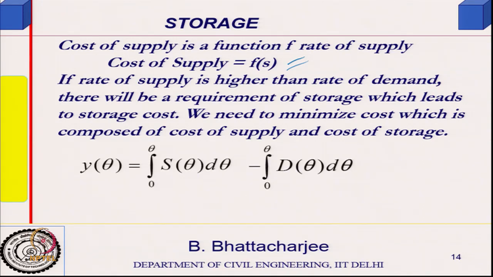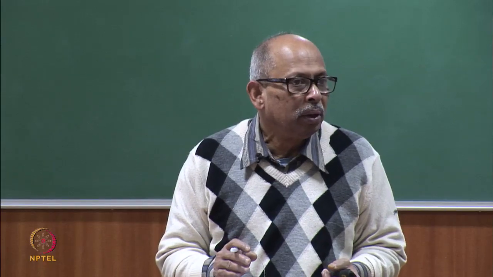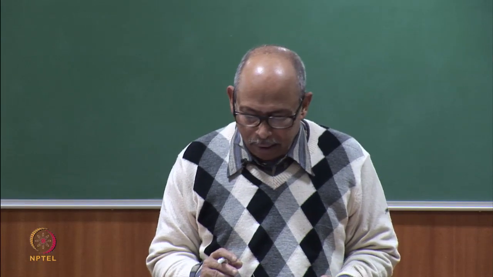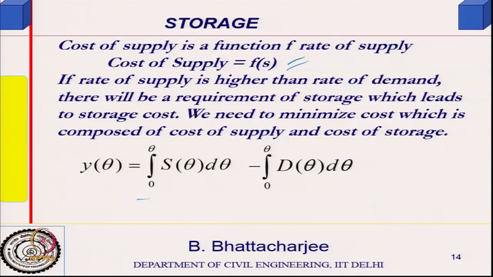condition that total supply over the time period, because it is periodic, 24-hourly, must be equal to total demand, otherwise either it will have overflow or you will not be meeting the demand. At any point the difference between the cumulative supply and cumulative demand would give you the storage, right. In this case supply is more than the demand up to a time theta. I mean this should be some small t, up to time t.